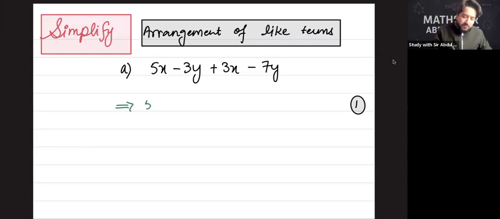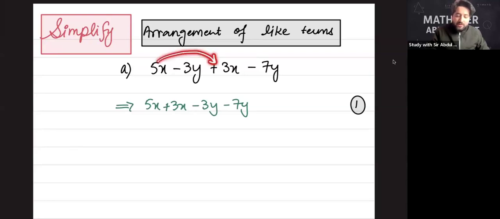So let me arrange the like terms: 5x plus 3x, minus 3y and minus 7y. There is a typical mistake I usually see in papers as an examiner of Cambridge. I see 5x plus 3x, and whenever they move 3x to the left side with the 5x, they change the sign. No need to change the sign. It is not an equals to, that you are changing the signs over here. You're just shifting the variable. Minus 7 was attached with y, so I wrote minus 7y. Minus 3y was there, I just changed the position from second to third term, and I took the minus along with that.